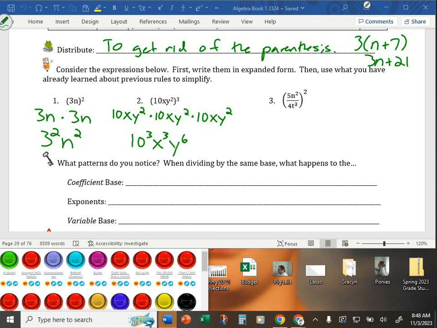Okay? If it doesn't make any sense, think about what y squared is in expanded form. 10xy squared, that y squared is a y times y. And here's another y times y. Here's a third y times y. How many y's are there? 6 in all. Okay? So sometimes, and the reason why this is called a power to a power is that if you have an exponent already in the parentheses, that exponent doesn't go away.